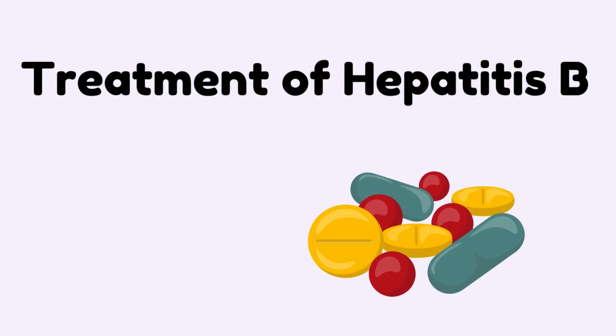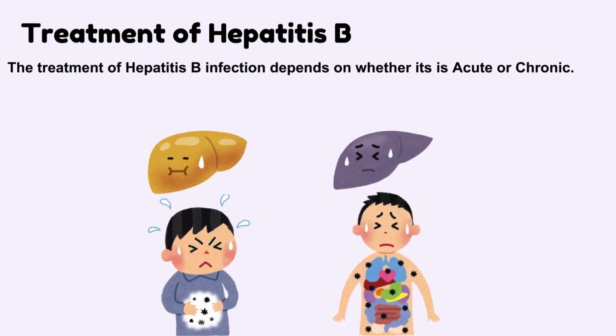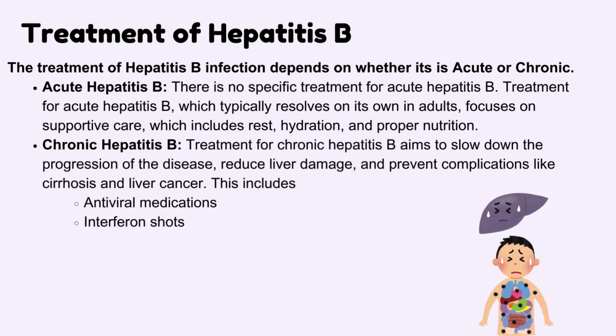Treatment of hepatitis B. The treatment of hepatitis B infection depends on whether it is acute or chronic. Acute hepatitis B. There is no specific treatment for acute hepatitis B. Treatment for acute hepatitis B, which typically resolves on its own in adults, focuses on supportive care, which includes rest, hydration, and proper nutrition.